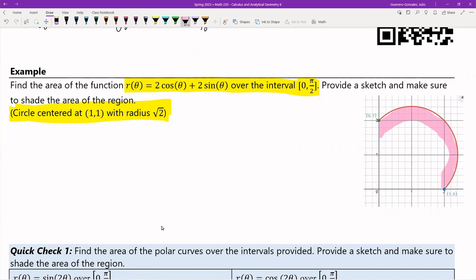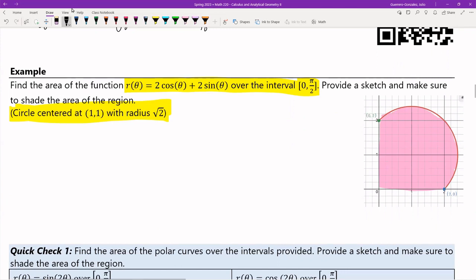Do you guys see what I'm doing? There we go. All of this, this is what we want. We want this area. It's not the circle itself, and it's not the semicircle that it looks to be, but it's this wedge looking thing. So now let's go ahead and get going with it.